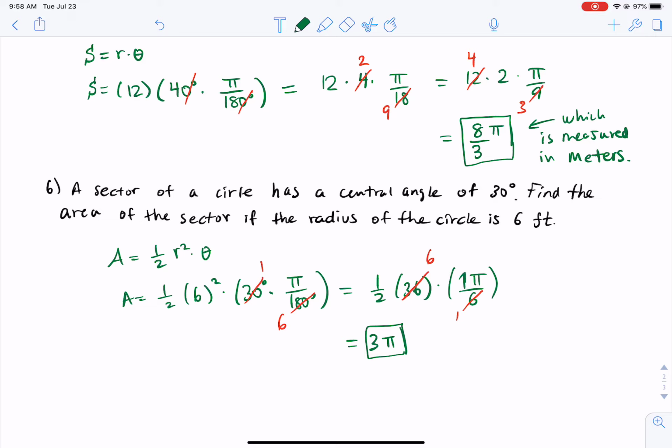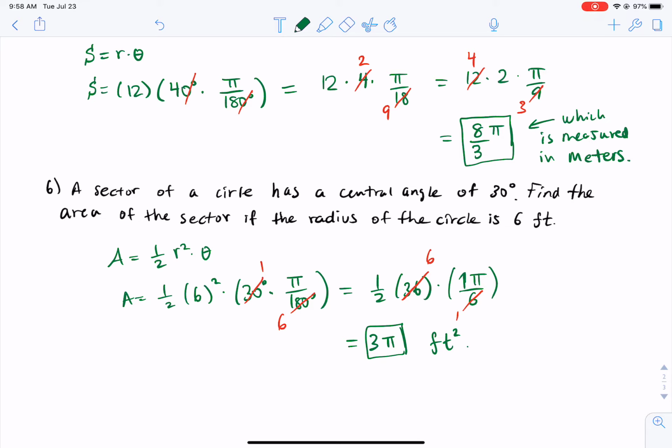Feet squared. Whatever the units for the radius are, this will just be squared, so feet squared. Those are going to be the units. You care about the units, not in math classes, but in physics, everything should have a unit.